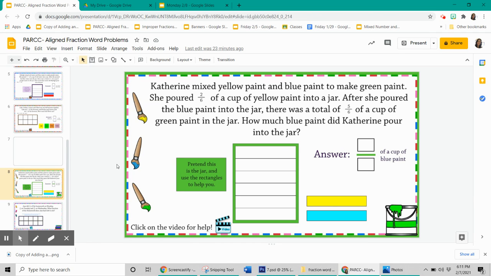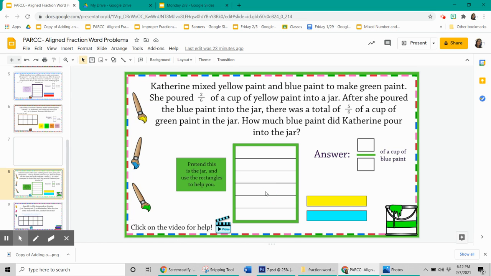I want you just to think about what is happening in this question and try to picture it. So imagine that you have a jar, it's empty. Then you pour in some yellow paint, and then you pour in some blue paint, and then it mixes together and it turns green. Since the denominator is 6, we're saying 2/6, 5/6, we are going to split our model into 6. So you can see we have our model here, and I already split it into 6.